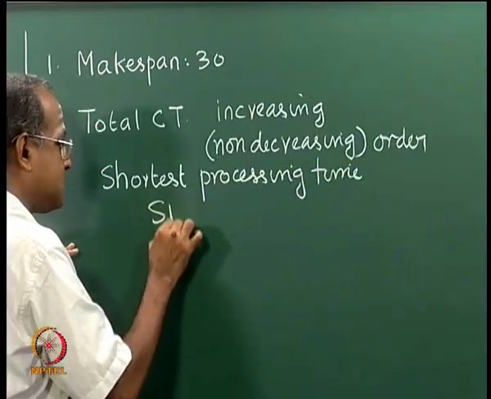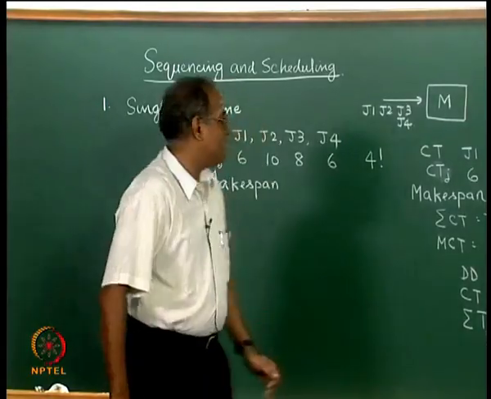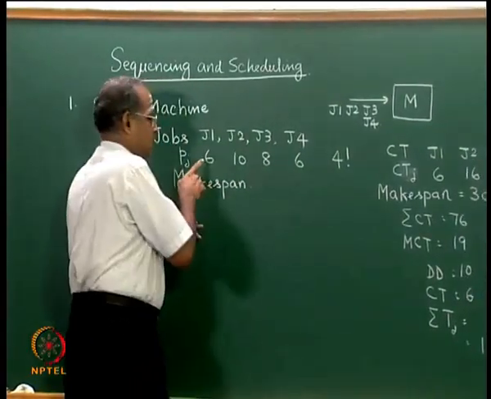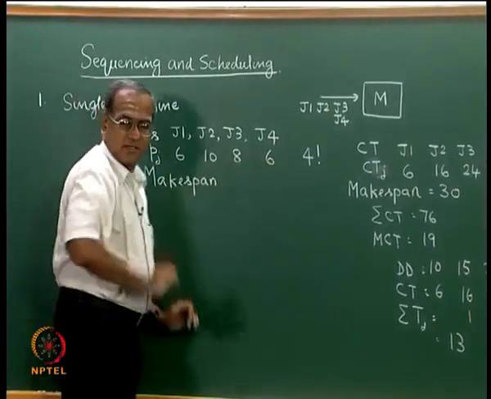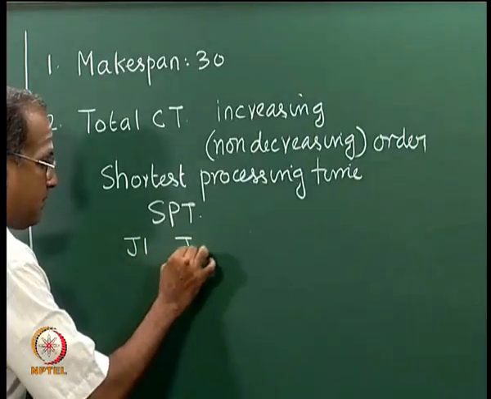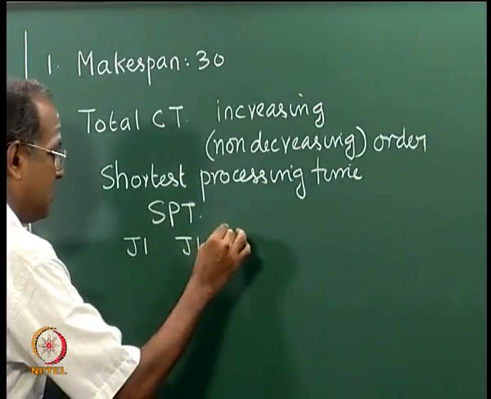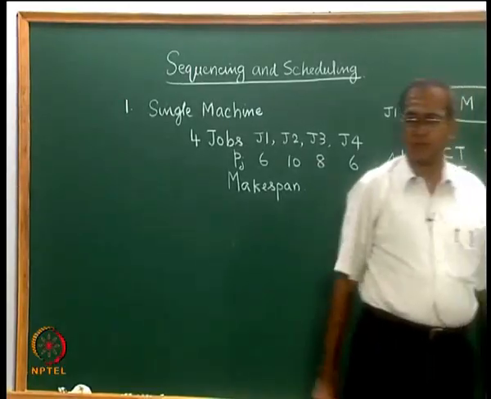Also called as SPT. So arrange the jobs in the increasing or non decreasing order of processing times to get the sequence. Now the processing times are 6, 10, 8 and 6. So we arrange them in the order J1, J4, J3 and J2.